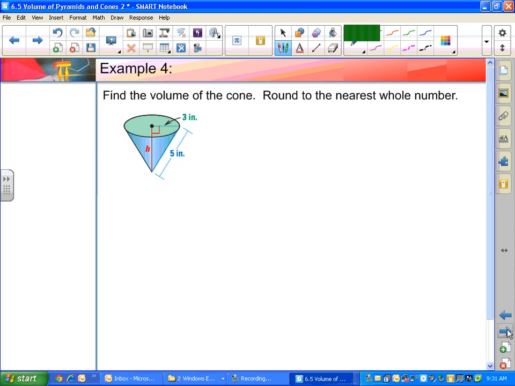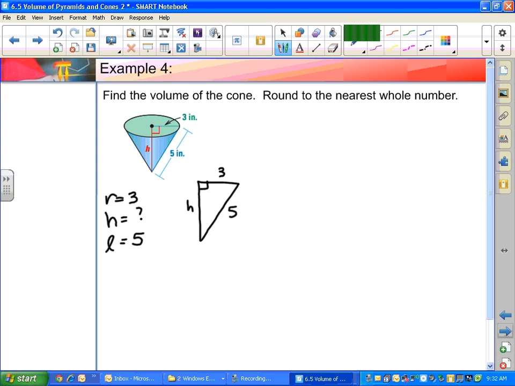Find the volume of this cone and then round to the nearest whole number. All right, so I clearly have the radius. The radius is equal to 3, but I do not yet know the height. But I've also been given this value, which is the slant height. So what we're going to do is use this right triangle right here to help calculate the height. This side is 3, here's my height, and the slant height is 5.